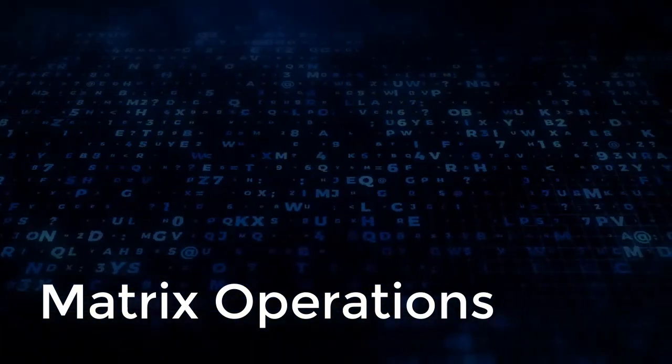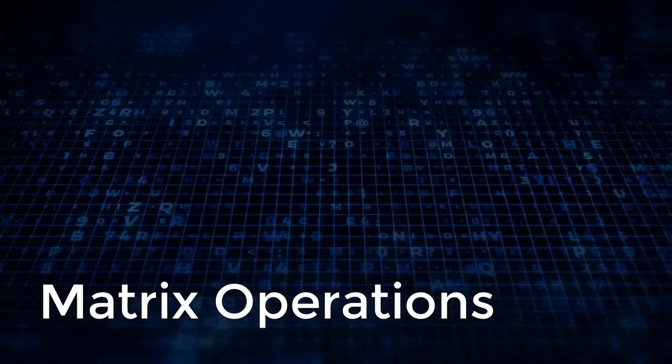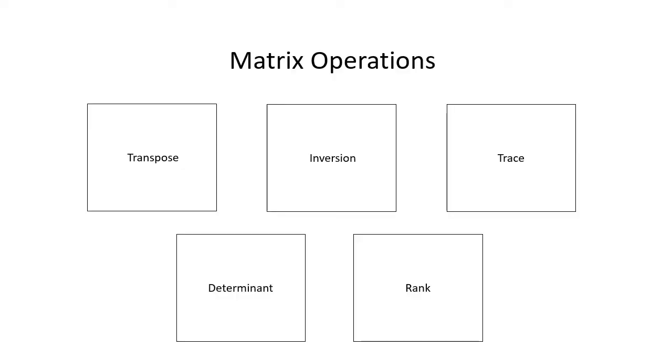In this lesson and the next few, we're going to learn about linear algebra and matrix operations. This lesson and the next few are going to be broken down into 5 separate parts. Number 1, transpose. Number 2, inversion. Number 3, trace. Number 4, determinant. And then number 5, rank.